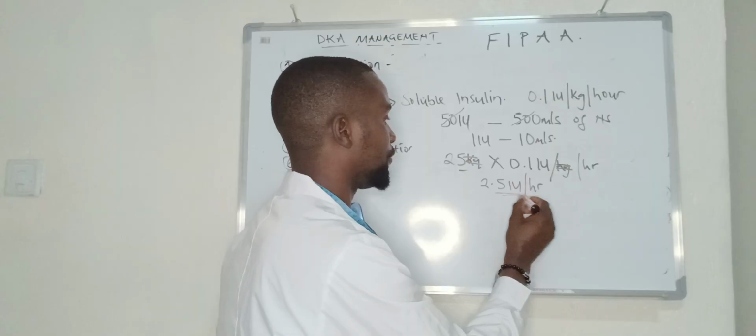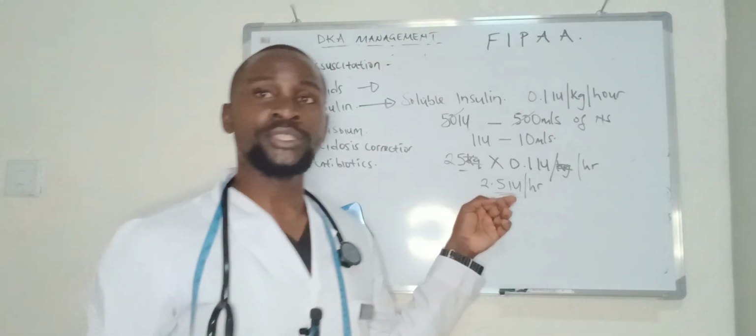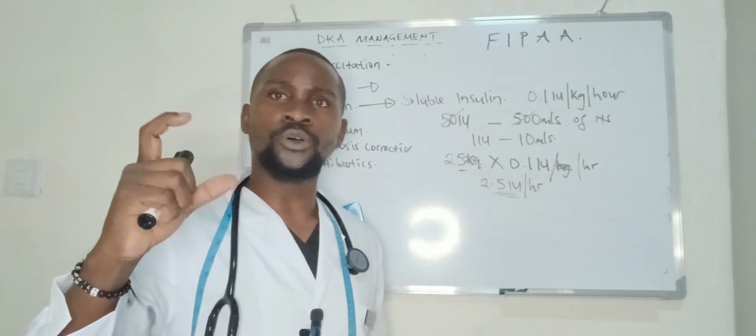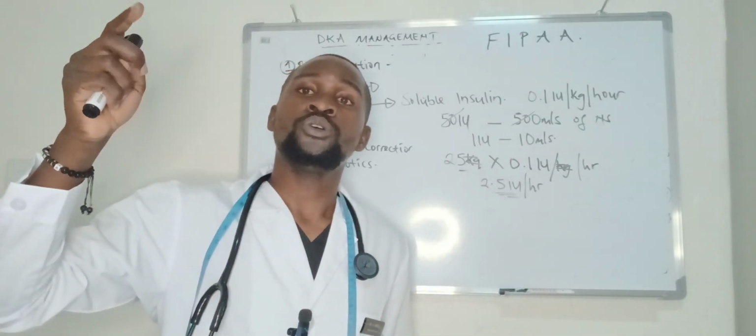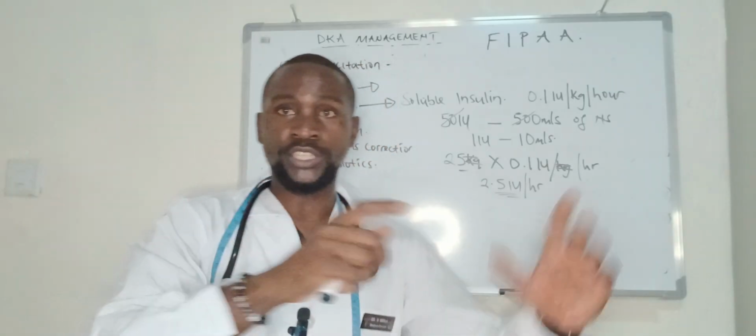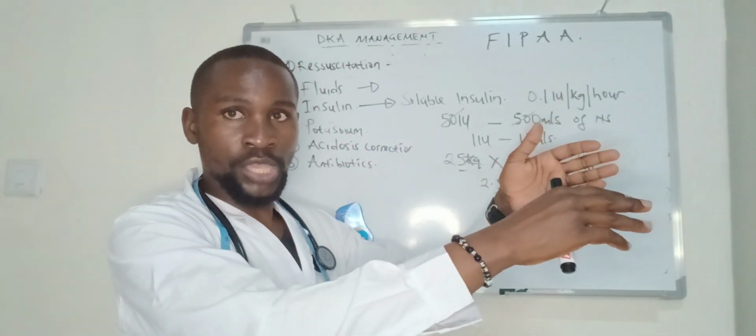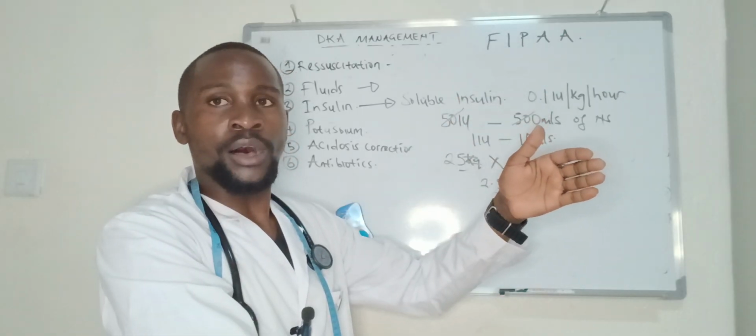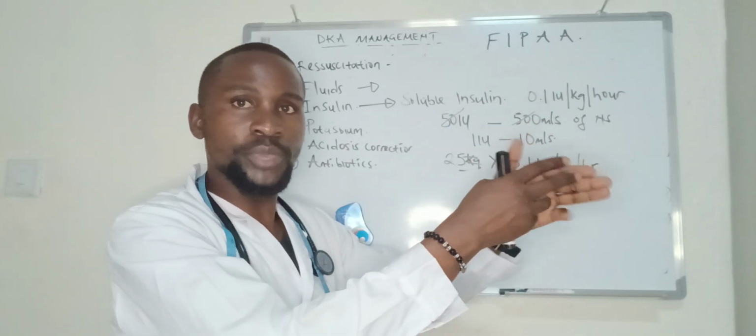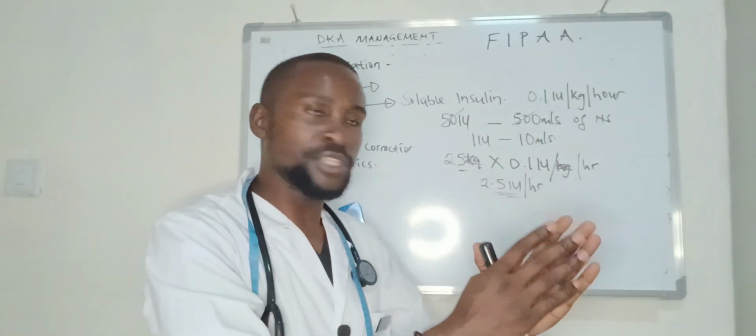So this is what you want to give. Now, because this is mixed in a fluid, we want to know how many mils per hour we are going to set on the giving set. On the giving set, you can put a rate in mils per hour, so that it's able to deliver a certain amount of mils to the patient per hour.